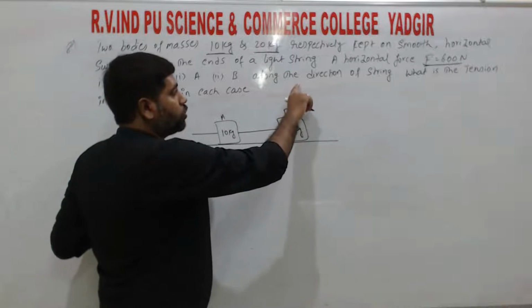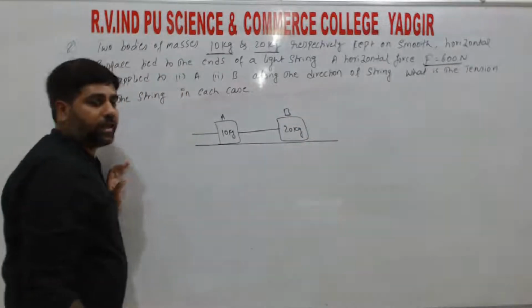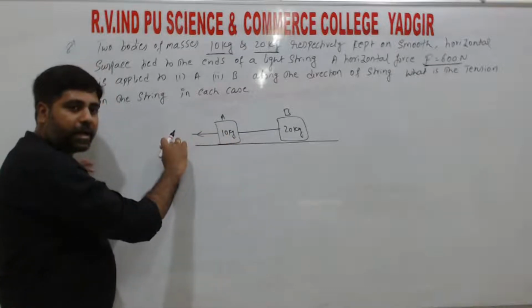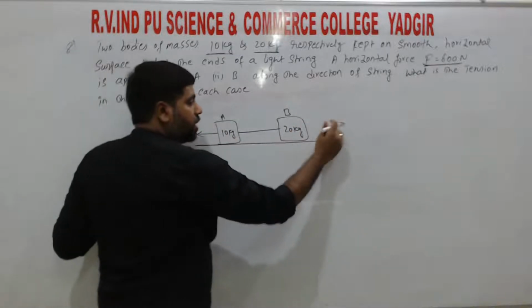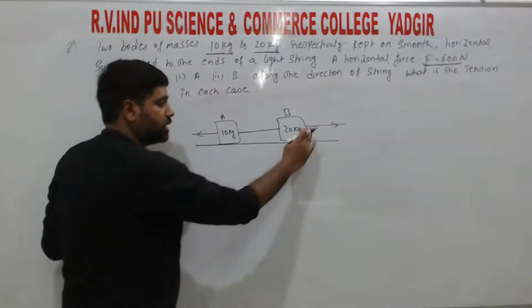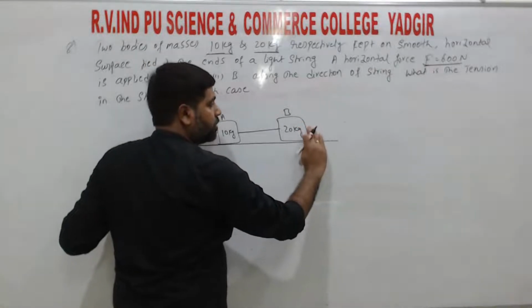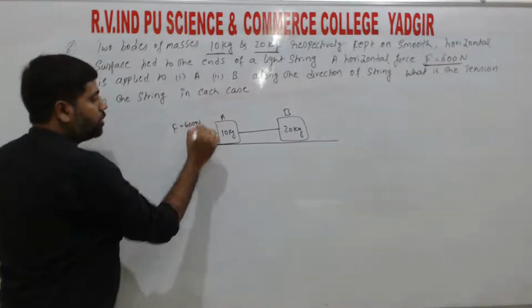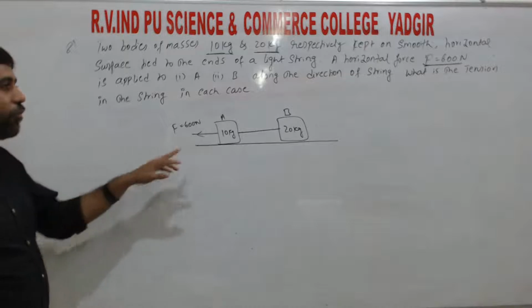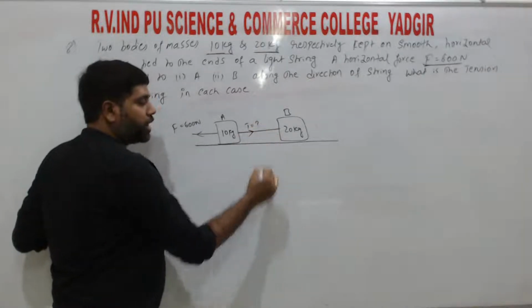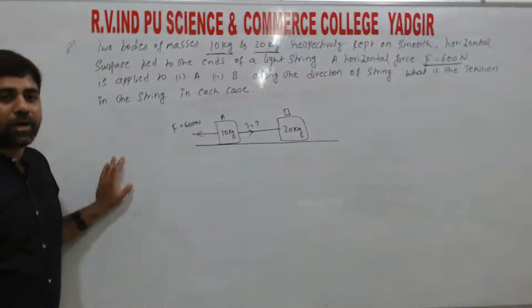Right? So along the direction of the string, the force acts in this direction in the first case, and in the second case the force acts in this other direction, right? So F is equal to 600 Newton. We need to find the tension in the string. So what we have to calculate is the tension, right?